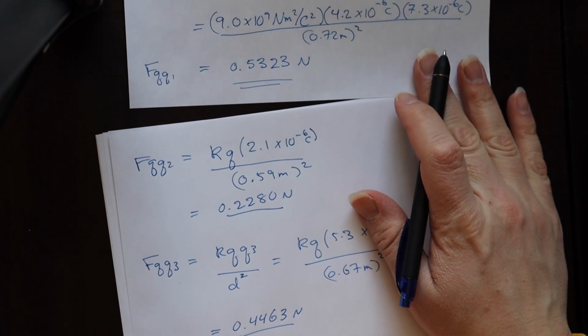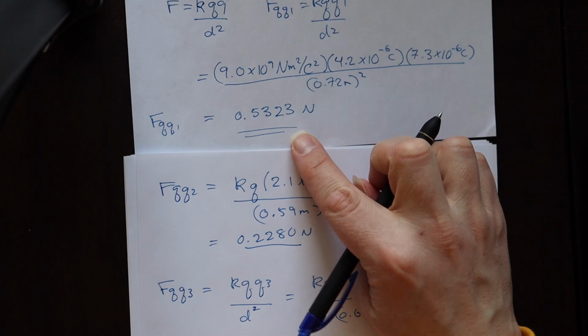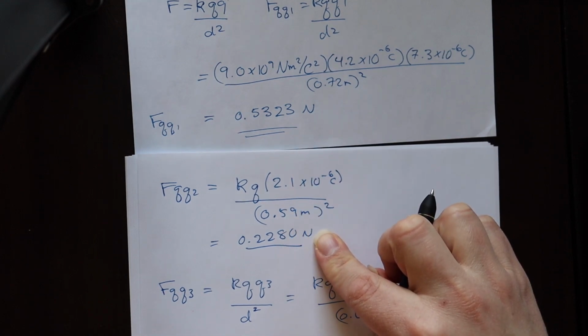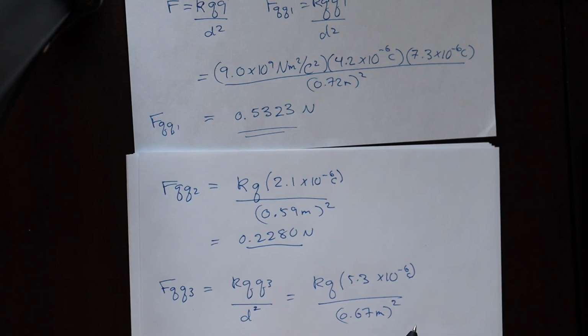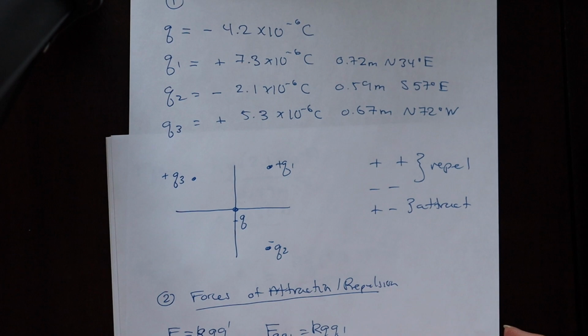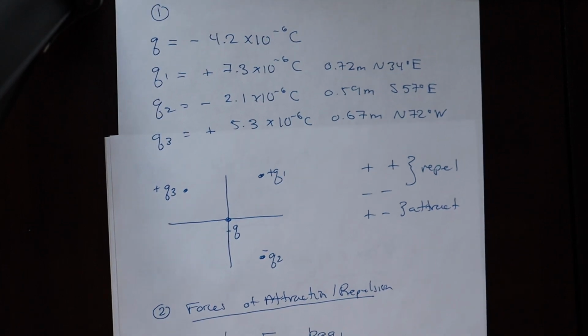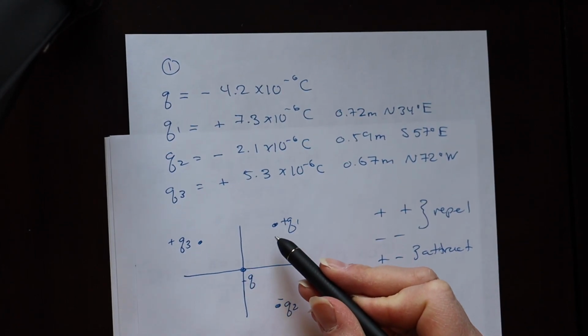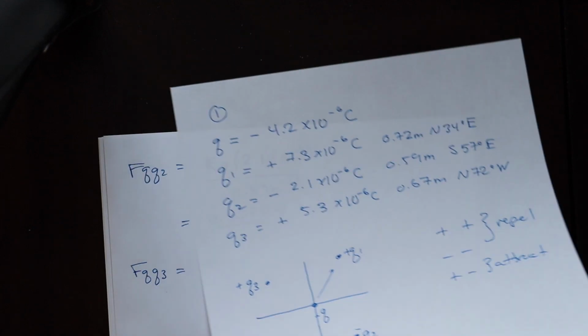Alright, so I found my 3 forces, basically. So Q is going to feel 0.53 newtons towards Q1, 0.2280 newtons towards Q2, and 0.4463 newtons towards Q3. Now, what direction are these going to go? Well, if we look back at our original drawing, which hopefully you have handy, we have to look, are these charges going to repel or attract? That is based solely upon their charge. So if we look at Q and Q1, they're going to attract because they are opposite charges. So Q is going to be pulled in the direction of Q1. So we can actually solve this right now.